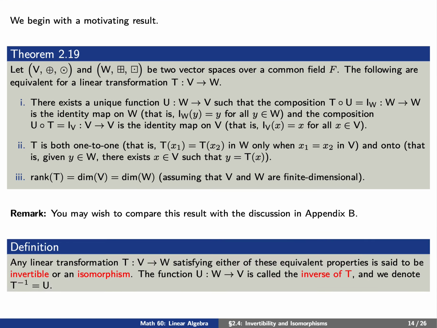Using this concept, any linear transformation T satisfying any of these three equivalent properties is said to be either invertible or an isomorphism. The function u that we've introduced in the first statement is called the inverse of T, and we'll denote this by T to the minus 1 power.